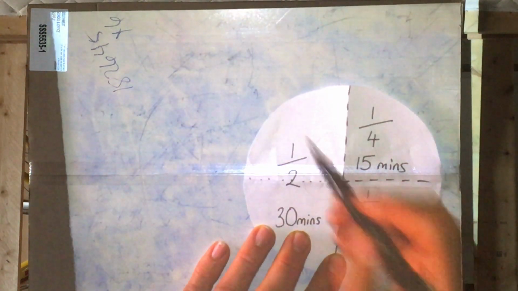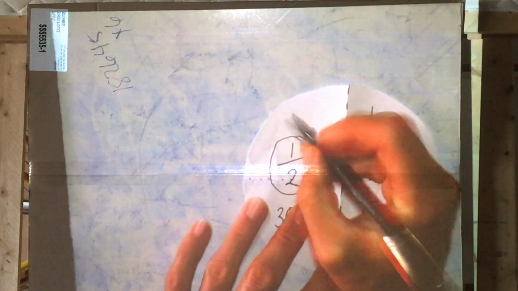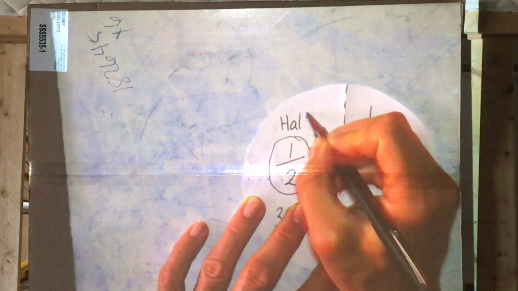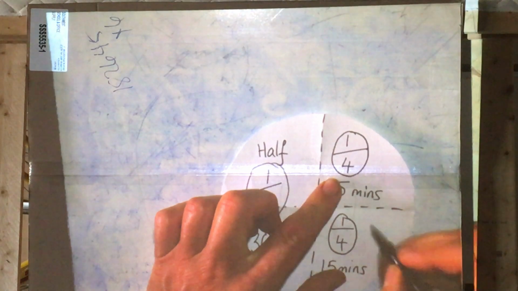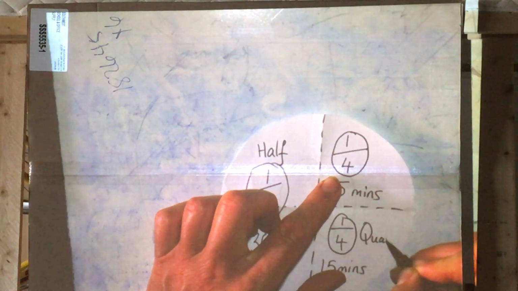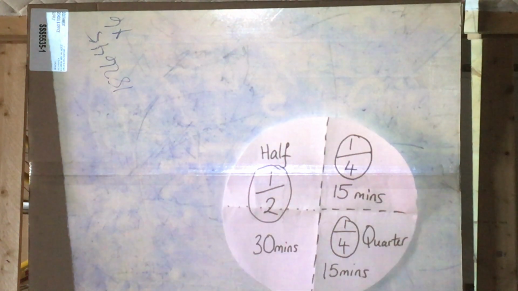So, most of us know what this fraction is. This is a half. I'll write it. Half. And this is a quarter. Okay? That's a quarter, and that's also a quarter. And if you're struggling to think of it like a quarter from $1. Okay, there are four quarters in $1. That just means $1 shared equally between 4. Each of those is 25 cents.